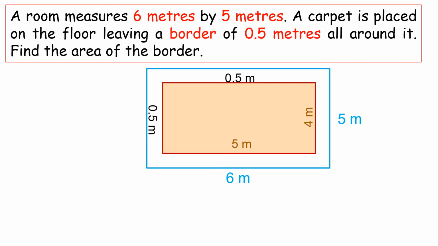Now, let's move on to the third example. A room measures 3 meters by 5 meters. A carpet is placed on the floor, leaving a border of 0.5 meters all around it. Find the area of the border.